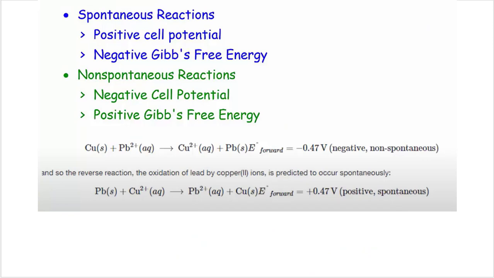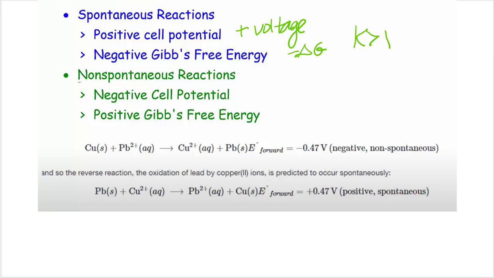So what do we know about spontaneous reactions? We know that we have positive cell potential, so we have a positive voltage. We have negative Gibbs's free energy, so negative delta G. Also telling me that it would be exothermic or exergonic. The energy is decreasing in spontaneous reactions. I also know that the equilibrium constant for the forward reaction would favor a large number, so K is greater than 1.